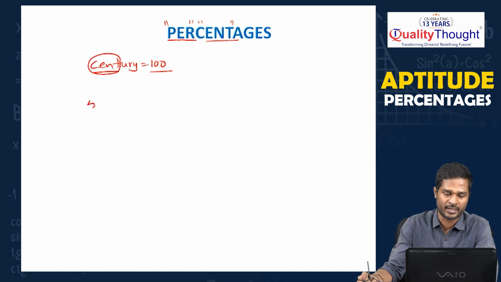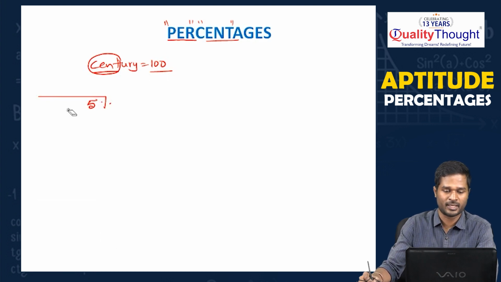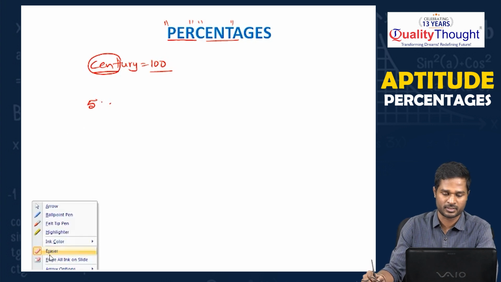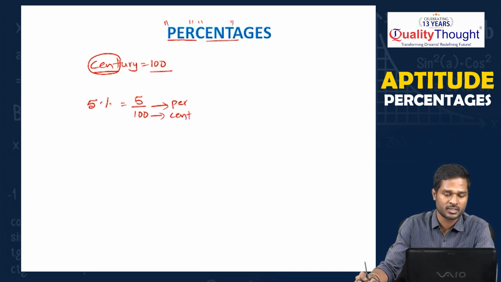For example, if I write 5 percentage, how will we elaborate this? The 5 percentage is written as 5 over 100. This line is called per, which is comparing, and this 100 is nothing but cent. That means in percentages we are comparing this 5 with 100. So in percentages any given number will be compared with 100. That is called percentages.